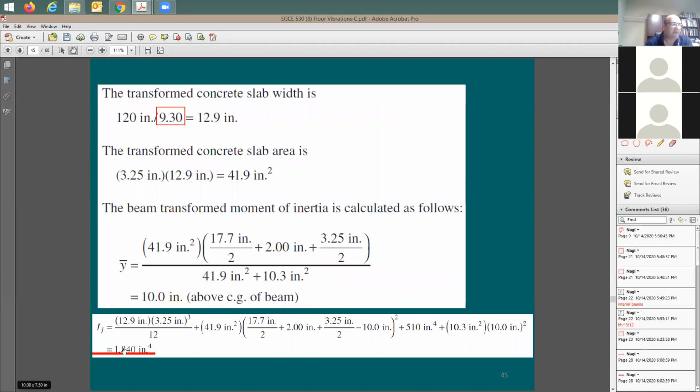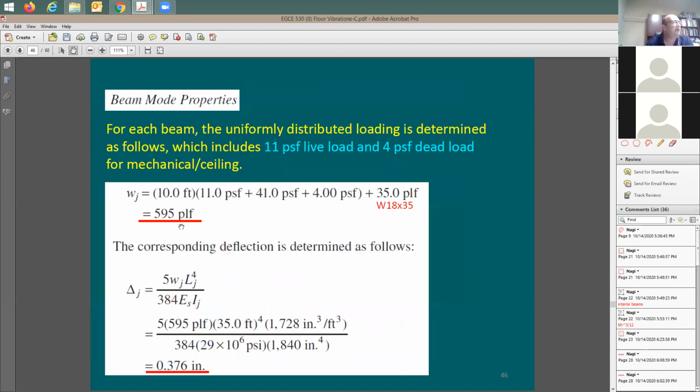Now this is going to be the final value that you use for the transformed moment of inertia. I'm not going to be doing this with you. You guys know how to find the CG of the beam and the moment of inertia. Now you do the beam mode.